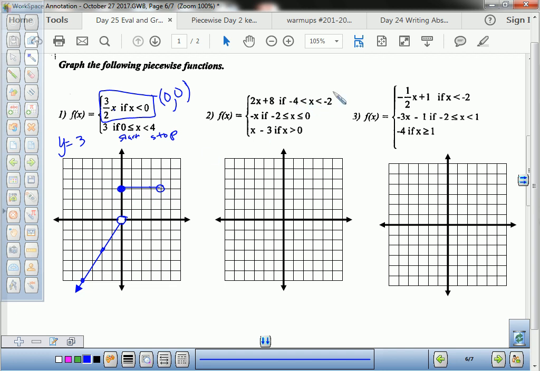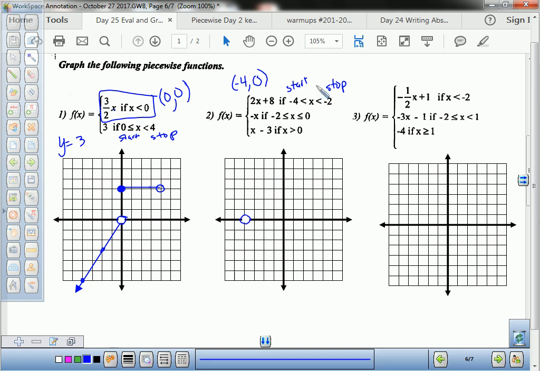Okay, number 2. This first piece of our piecewise function is a line that has a start and a stop. Easiest. To figure out where we start, we plug in that -4. An x value of -4, -4 times 2 is -8, plus 8 is 0. So this one's going to start with an open circle at -4, 0, because there's no equal to.